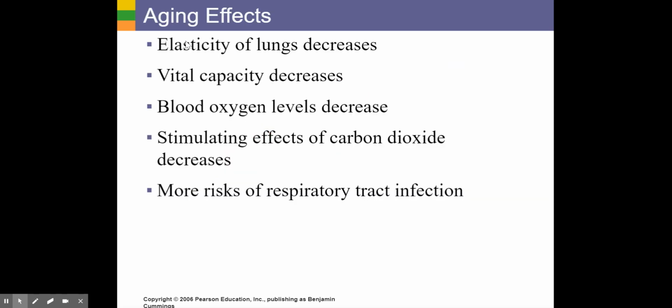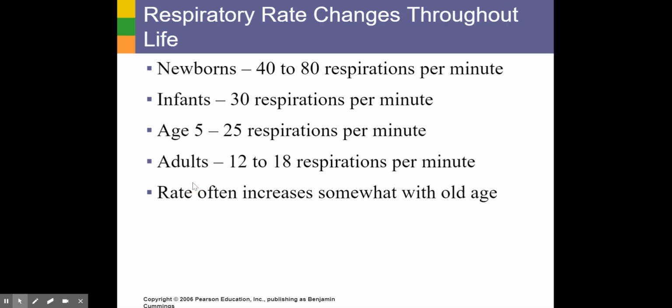Other aging effects that we see: as we get older, the elasticity of our lungs decreases, which in turn decreases our vital capacity. Also, we're going to see a decrease in oxygen levels. And then the stimulating effects of carbon dioxide don't have as great of an effect, so we don't tend to increase our respiratory rate, even though we don't have enough oxygen. We could also be more susceptible to respiratory tract infections because we're not producing as much mucus and we're not getting as much air movement in and out. And all of those things can kind of create that.